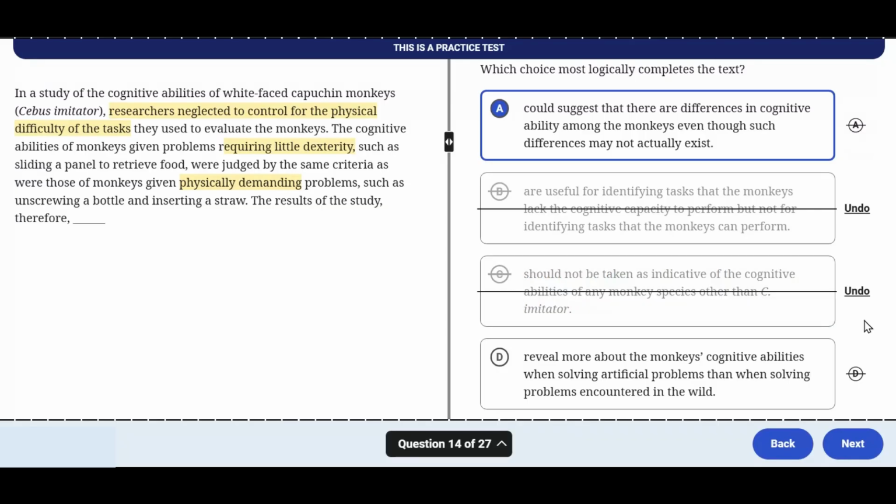D: reveal more about the monkey's cognitive abilities when solving artificial problems than when solving problems encountered in the wild. This passage doesn't talk about artificial problems versus problems in the wild. We can safely rule it out because, again, it goes outside of the text.